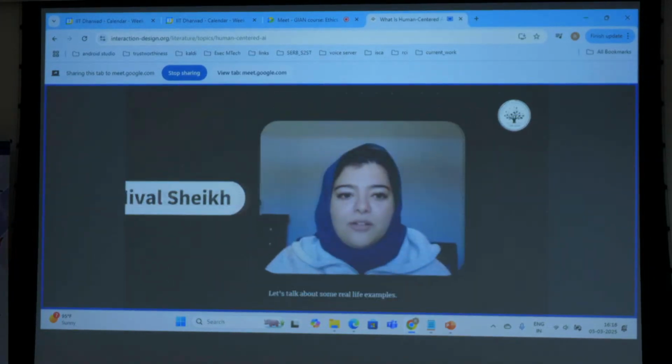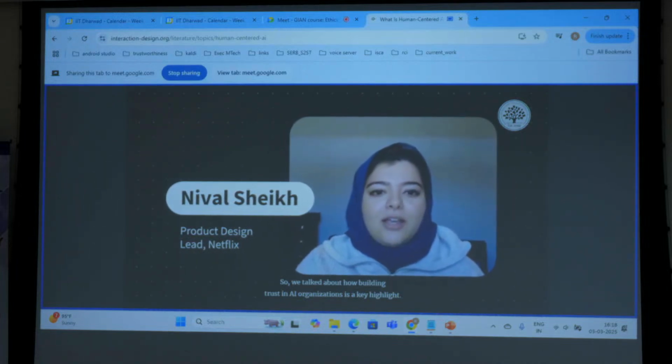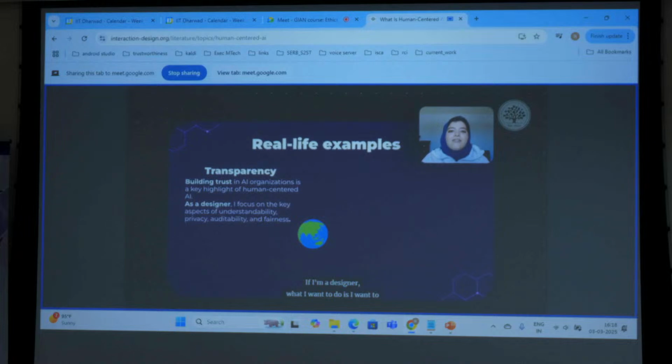Let's talk about some real life examples. So we talked about how building trust in AI organizations is a key highlight. If I'm a designer, what I want to do is focus on the key aspects of understandability, right? Is this system understandable? Can somebody jump in? And maybe there's a learning curve, but even with the learning curve, have I done my due diligence in designing something that's understandable to the user? Privacy, we just talked about, auditability, fairness.